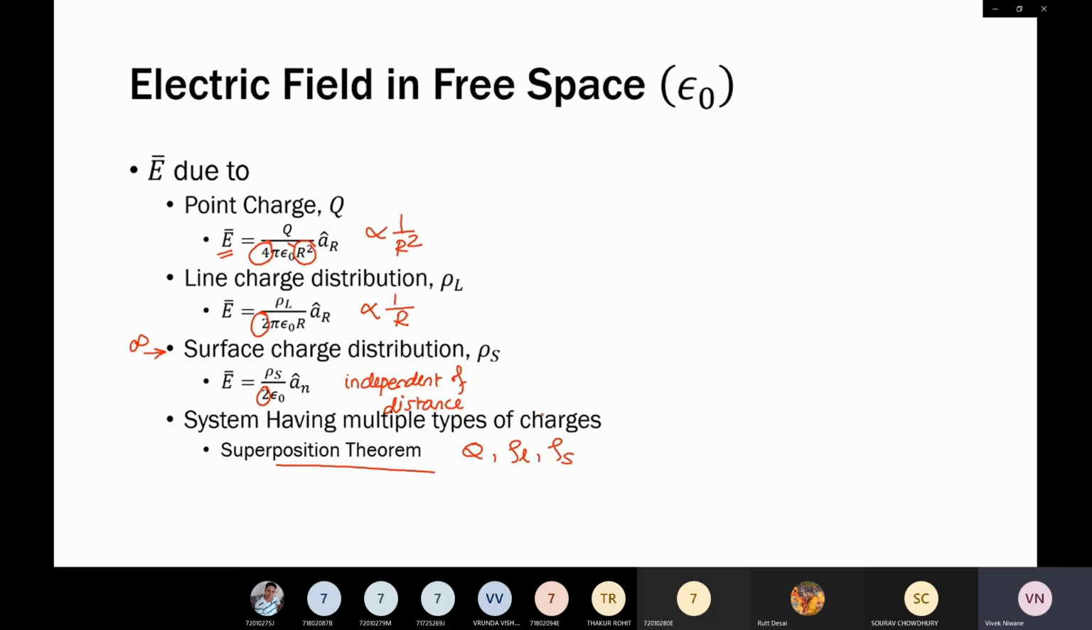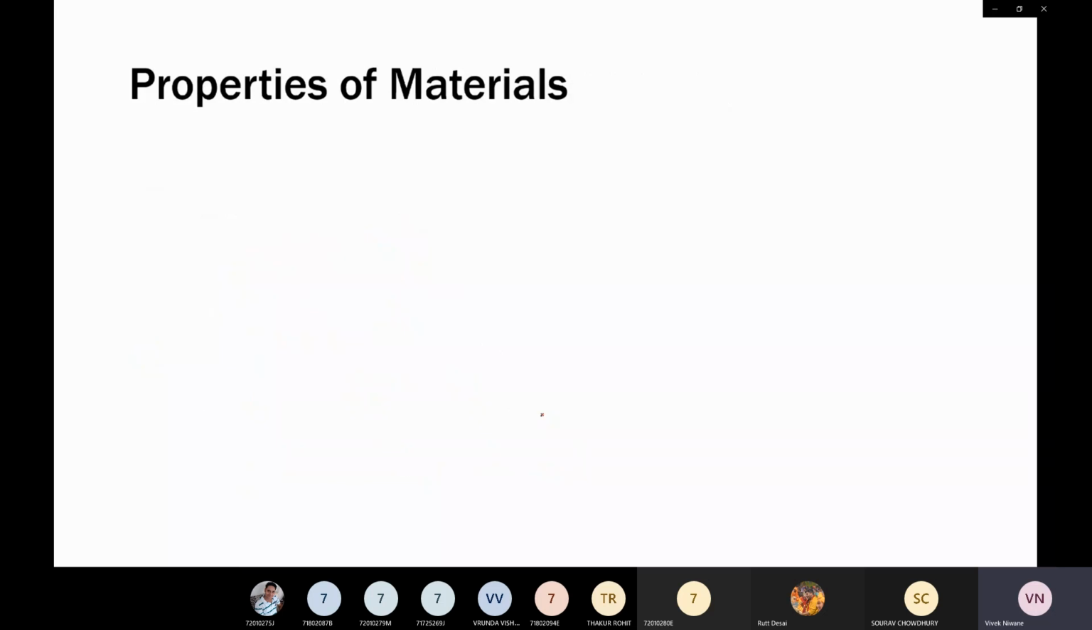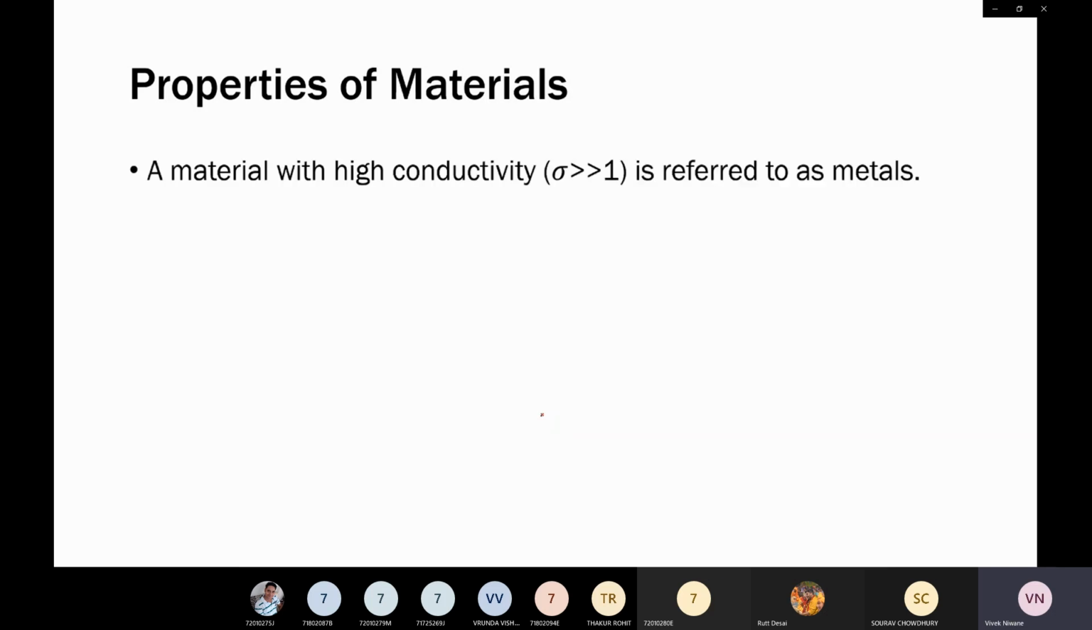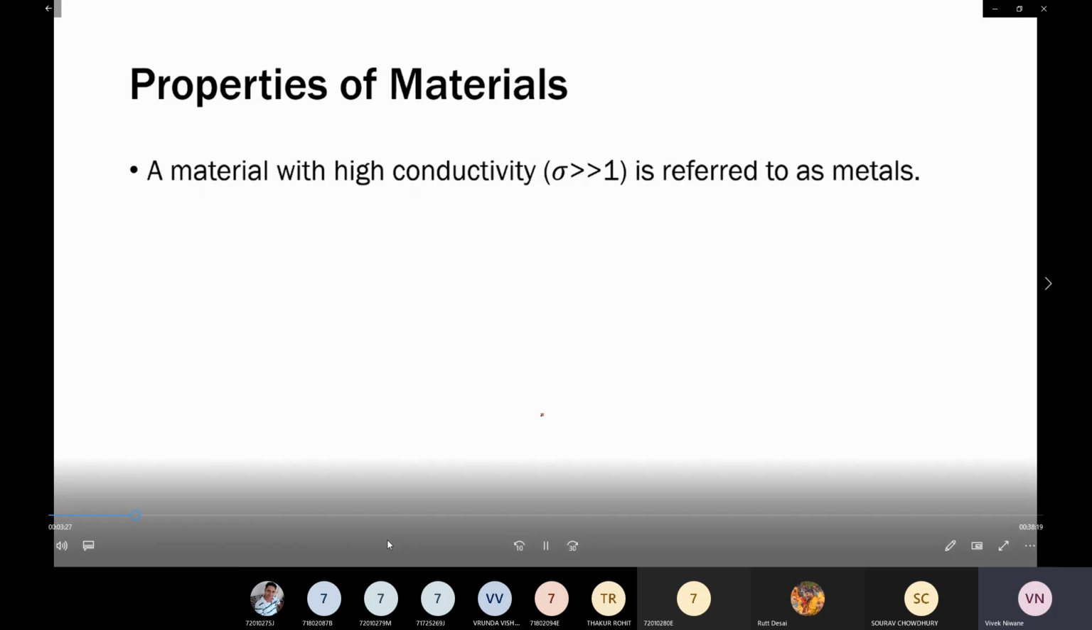Understanding of the electric field, how it behaves in free space due to various charge distributions. Then when we talk about material, those are distinguished depending upon different properties of the material. What are the different properties of the material? Let us take a material with high conductivity, that is sigma greater than 1. Sigma is the conductivity, and such materials are referred to as metals.